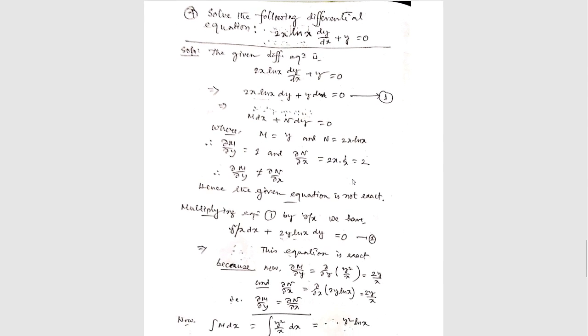So in this case, del M by del y is equal to 1 and del N by del x is equal to 2. Since the values of these two terms, del M by del y and del N by del x, are not equal, the given differential equation is not exact. Now you can make it an exact equation by multiplying both sides of this equation by y by x. Just multiply both sides of this equation by y by x.